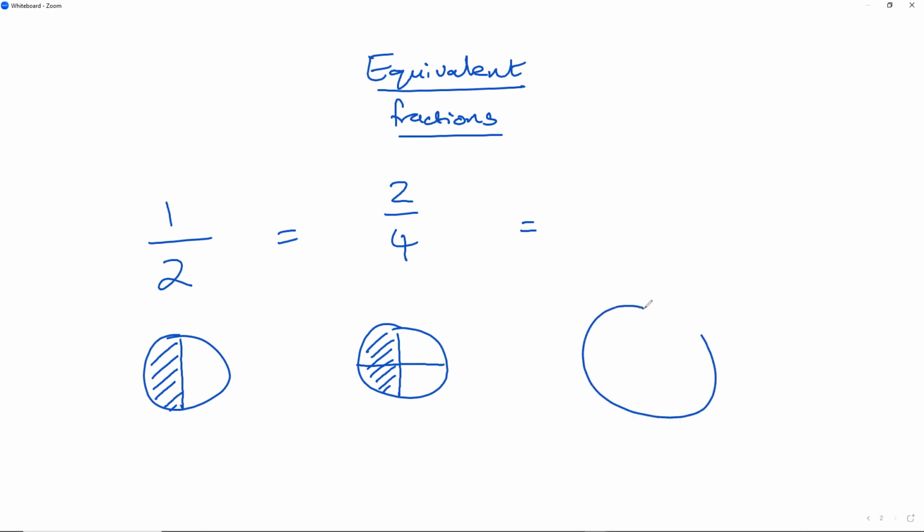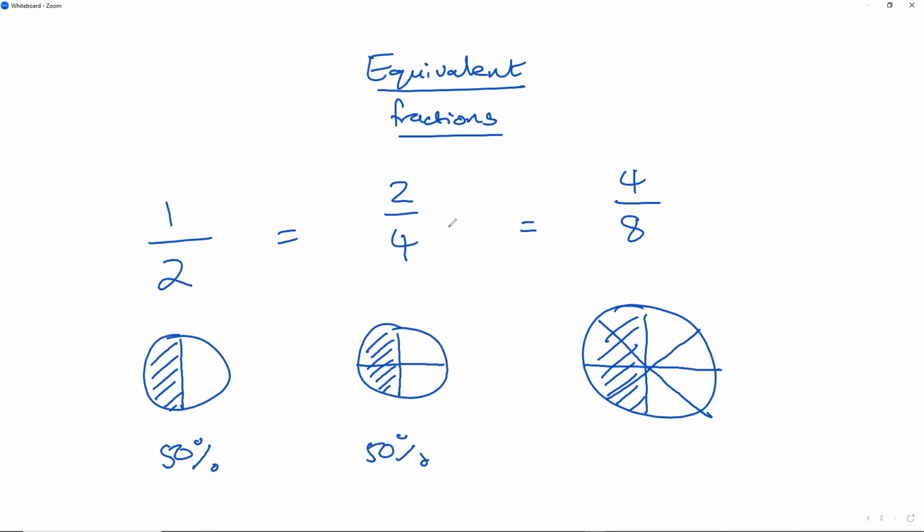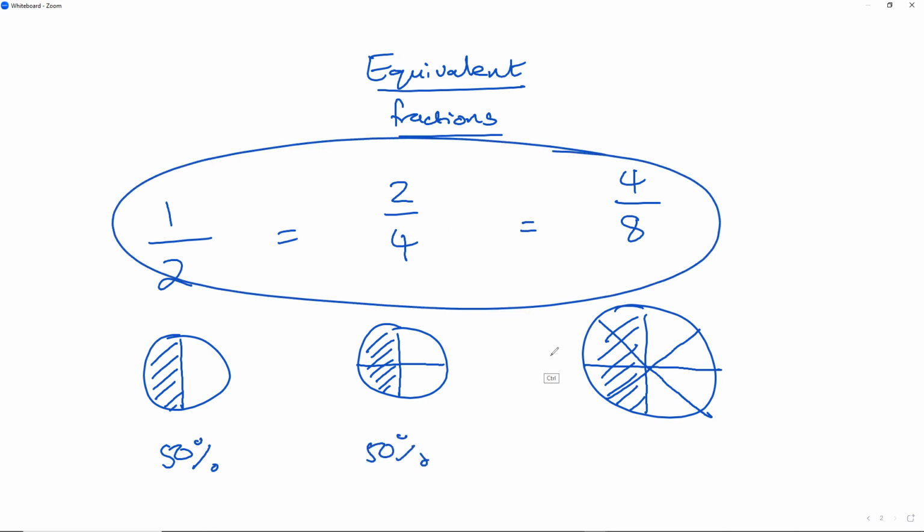And then likewise, if I had to divide it into 8 parts, I could shade 4 of them, and it would be equivalent to 2 of 4. So that's 4 of 8 from there. And I can see that this is 50%, 50%, and 50% as well. It's exactly halfway through. So we call these equivalent fractions.